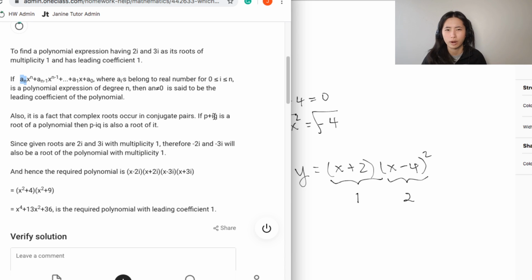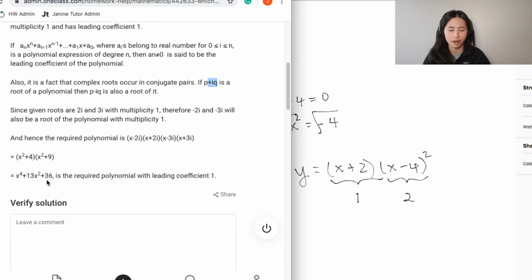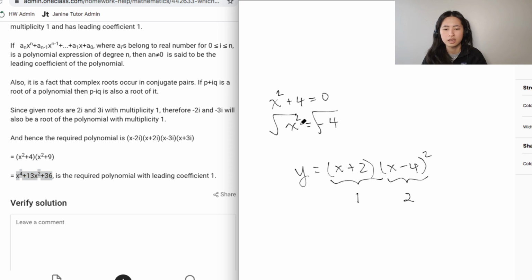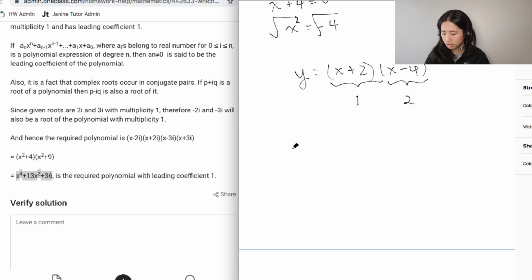And then they're trying to look at complex roots. So this is just how we write complex roots. So typically you would see a plus bi or a minus bi. And in this case, they've used p plus iq or qi. So this is just a way to factor complex roots. And how did they arrive to this conclusion that x raised to the power 4 plus 13x squared plus 36 is equal to this? You just need to apply the FOIL method. You probably know this by now. So this is x squared plus 4, then this is x squared plus 9.